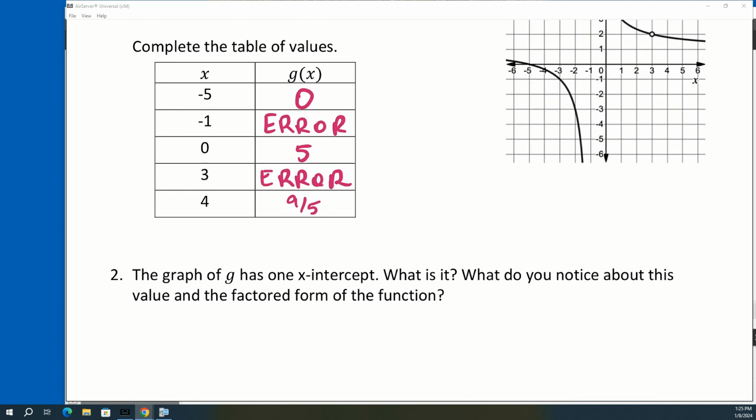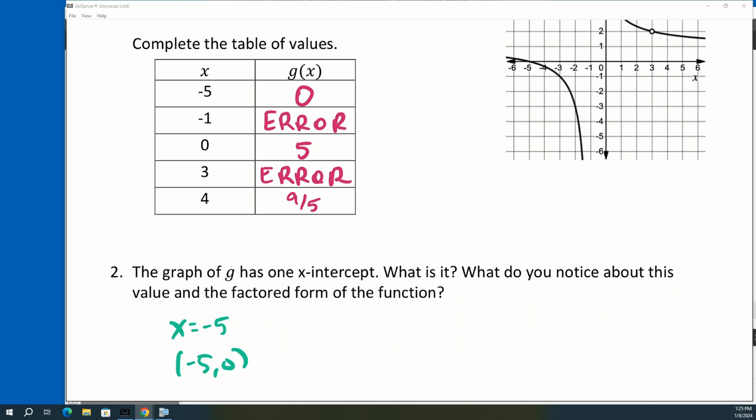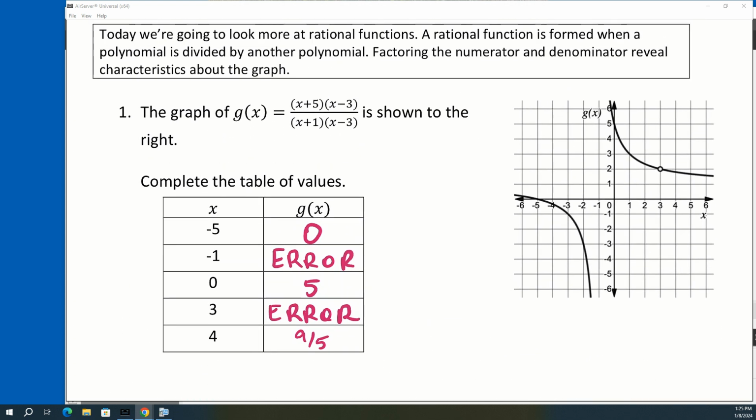What is it? Some people wrote it as -5, 0. I actually like that better, but I wrote it as x equals -5. Okay, so then the third part of this, I guess, is what do you notice about this value, -5, and the factored form of the function?